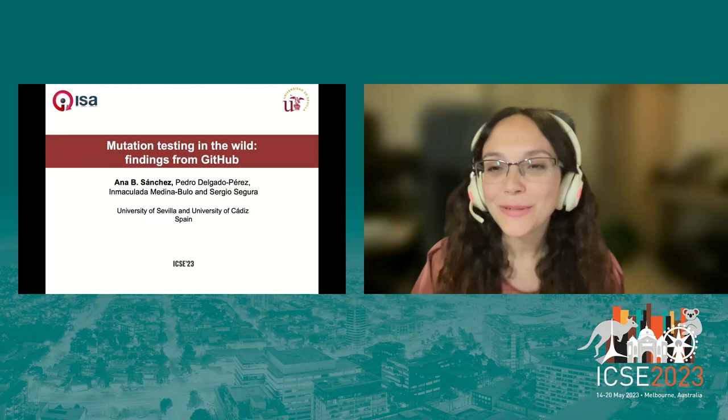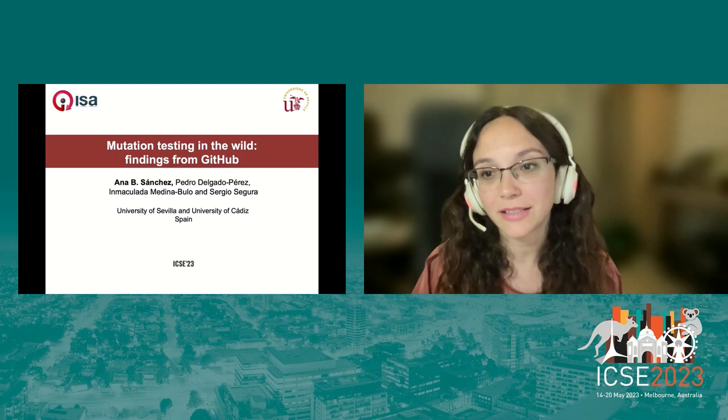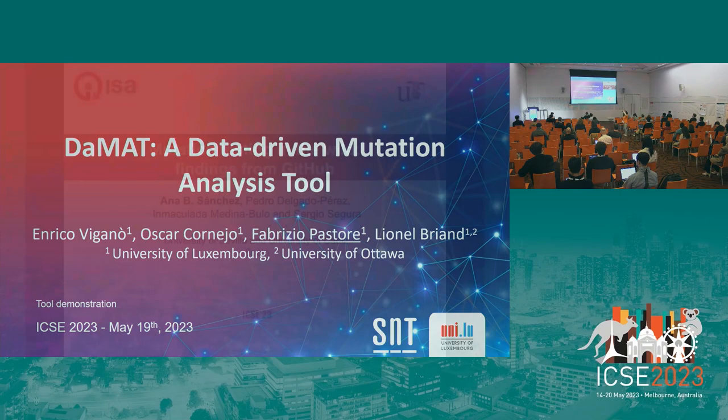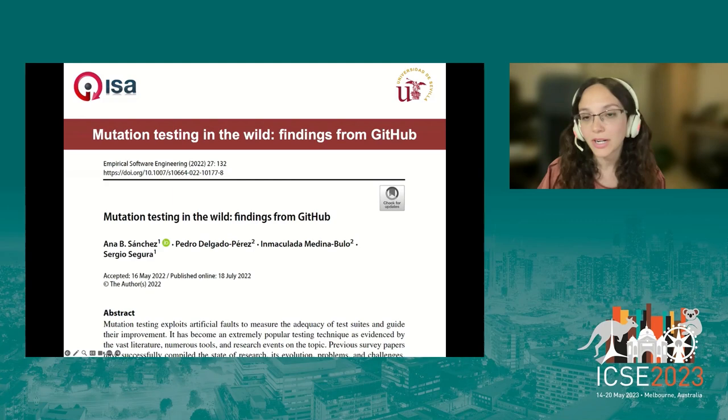Well, hello, my name is Ana Belén Sánchez from the University of Seville, Spain, and I'm going to present the article with the title Mutation Testing in the Wild: Findings from GitHub. This article was published in the Empirical Software Engineering Journal on July 18, 2022.